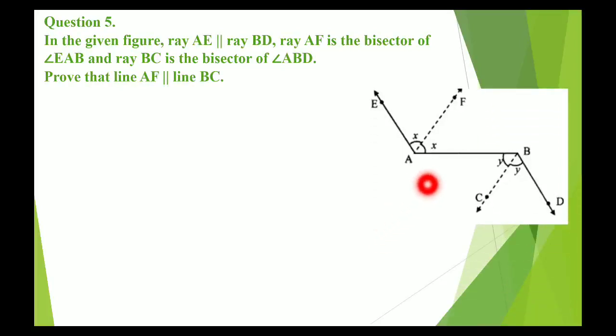In the given figure, ray AE is parallel to BD, where AF is the bisector of angle EAB, and BC is the bisector of angle ABD. Prove that line AF is parallel to line BC.